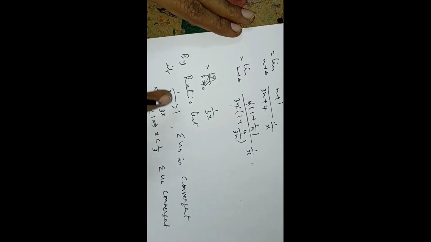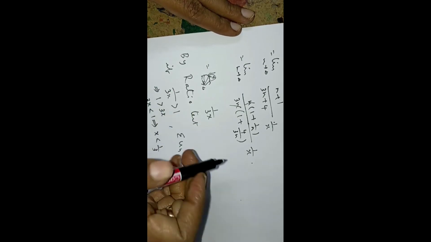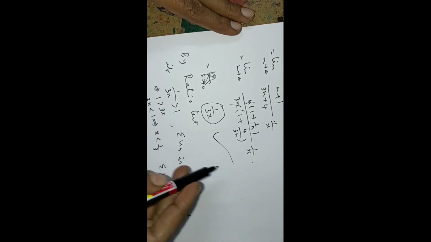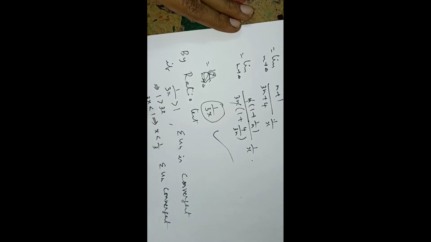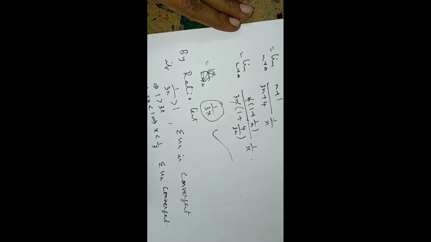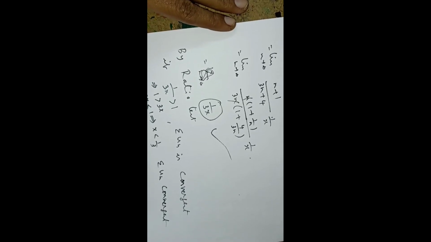From this only, by ratio test we have got the answer as 1 by 3x. What we are doing with the 1 by 3x? 1 by 3x greater than 1, convergent. If you cross multiply, 1 is greater than 3x, implies 3x is less than 1. 3x is less than 1, so if you send the 3, x is less than 1 by 3, sigma un is convergent. And another conclusion is 1 by 3x is less than 1, then sigma un is divergent.